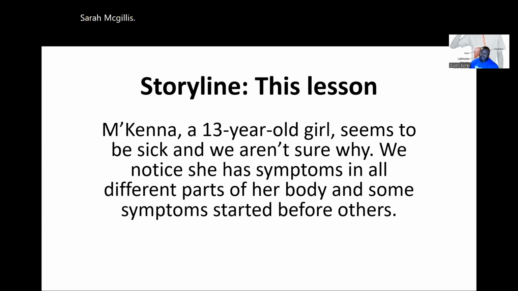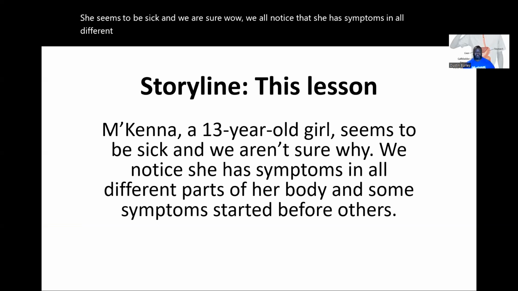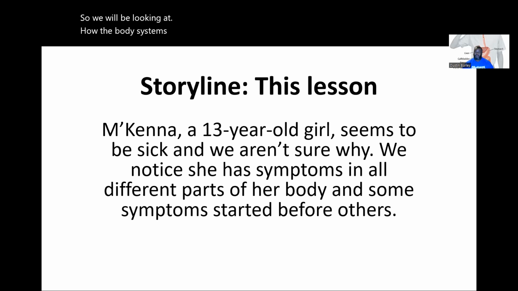McKenna is a year younger than most of y'all. She might be your age, but she's 13. She seems to be sick, and we aren't sure why. We all notice that she has symptoms in all different parts of her body, and some symptoms start before others. So we will be looking at how the body systems work, but also how we can solve her problem.